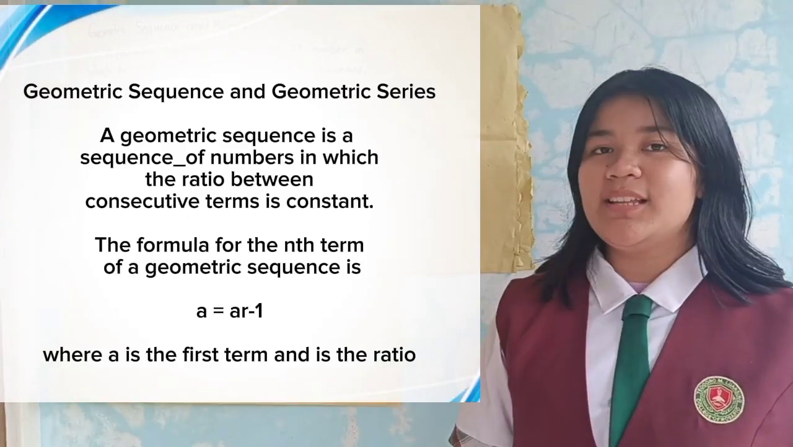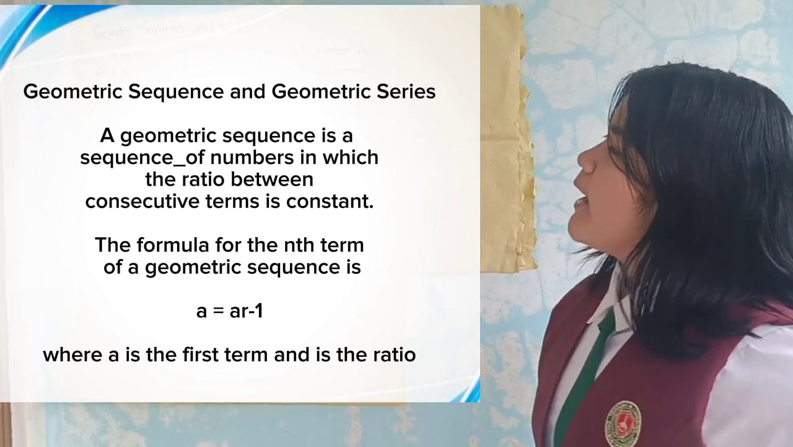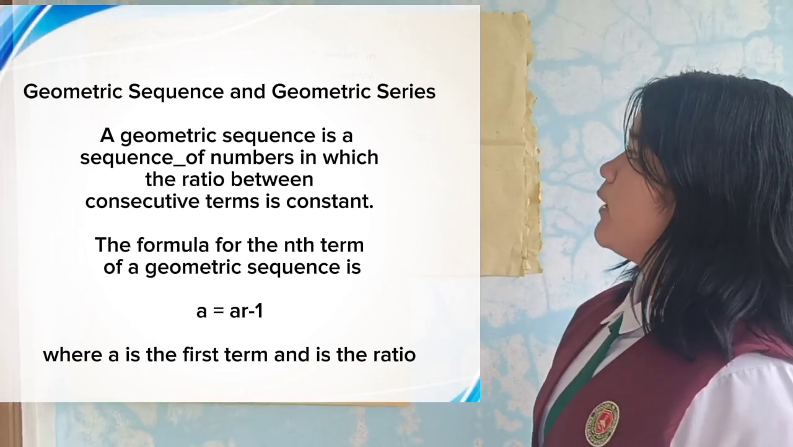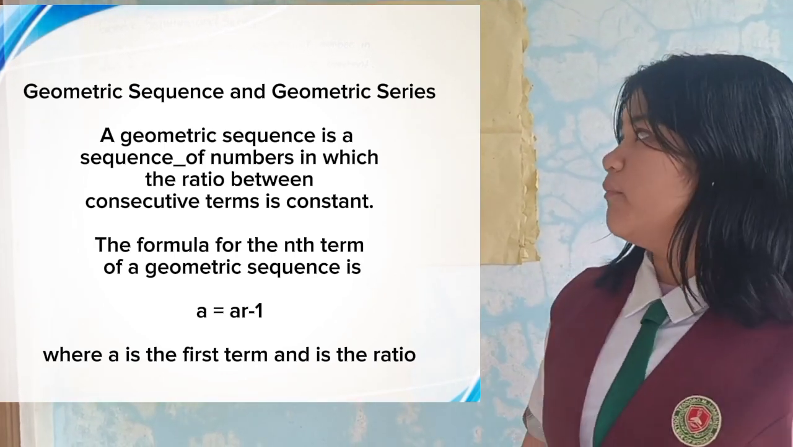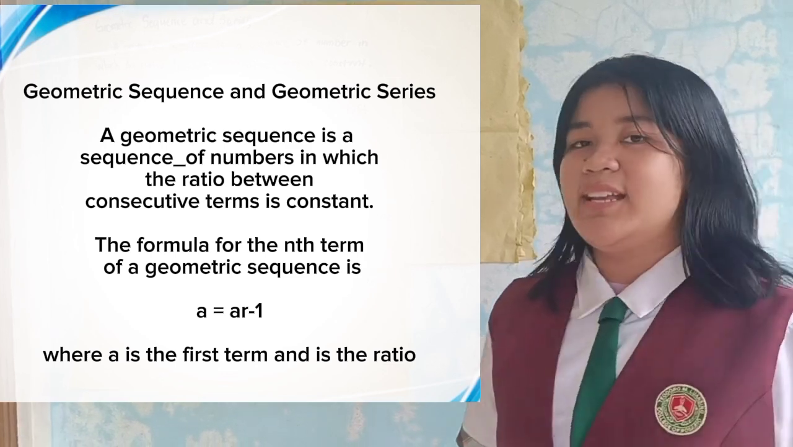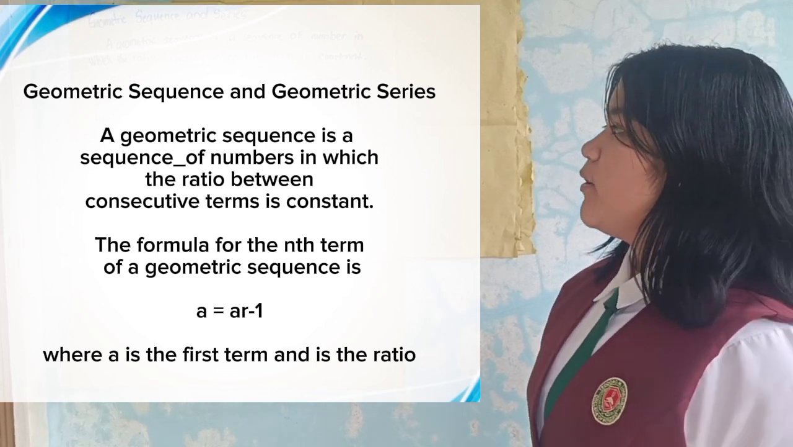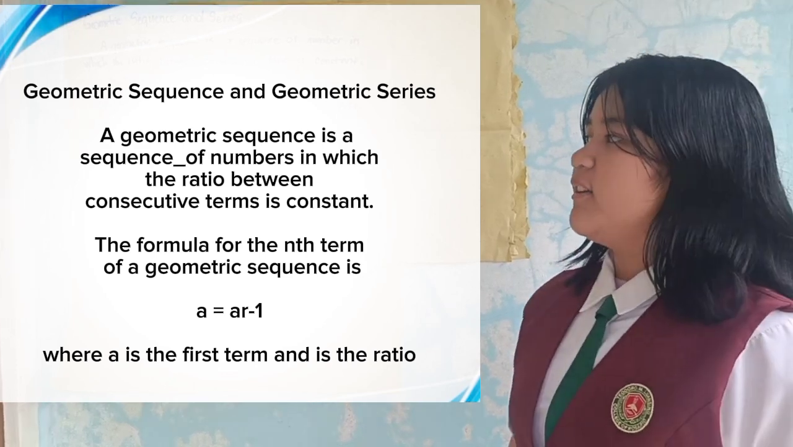Everyone. So this is the definition of geometric sequence and geometric series. A geometric sequence is a sequence of numbers in which the ratio between consecutive terms is a constant. The formula for the nth term of a geometric sequence is a sub n equals a sub 1 times r raised to n minus 1, where a sub 1 is the first term and r is the ratio.